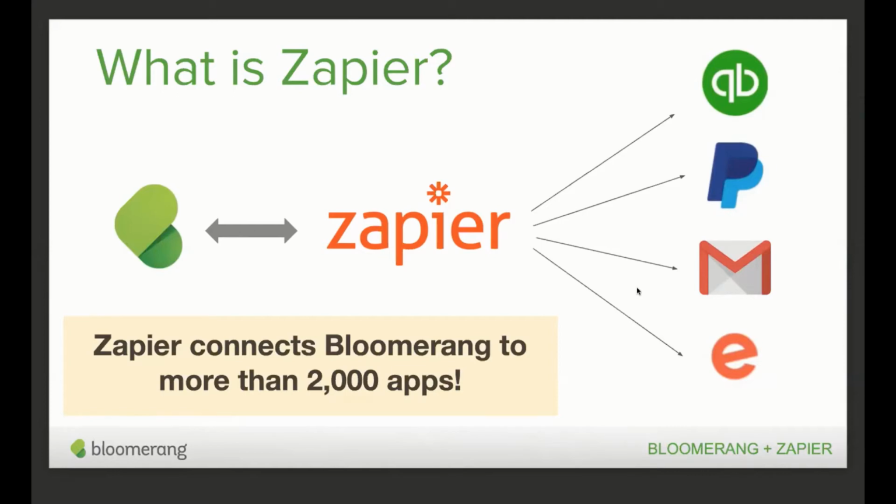And at its core, Zapier is automation software. With Zapier, you can build one integration or many, automating hundreds of tasks around your Bloomerang system within a single platform. So let's talk about why we get excited about the potential between Bloomerang and Zapier.